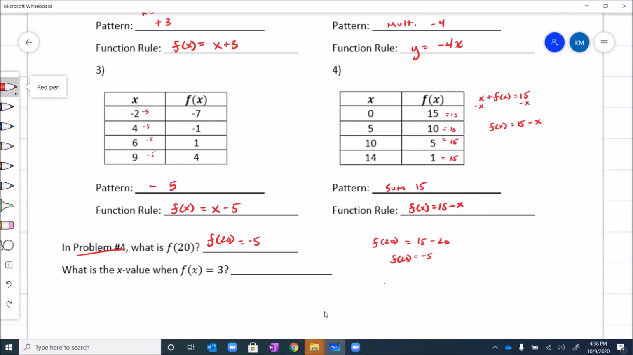If f of x is 3, and that's here, then we plug the same rule in, 15 minus x, and now we just solve. So I'm going to subtract 15 from both sides, get negative 12 equals negative x, and so divide by negative 1, I find that x is 12. Okay, and so kind of a throwback to our first couple chapters of just solving.